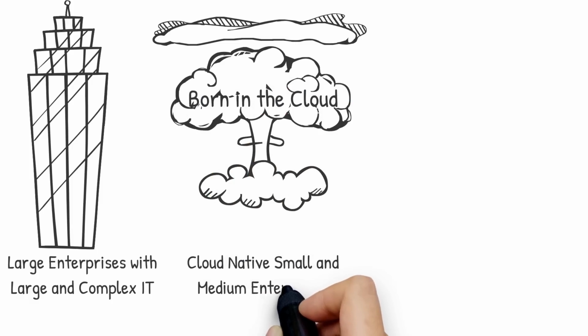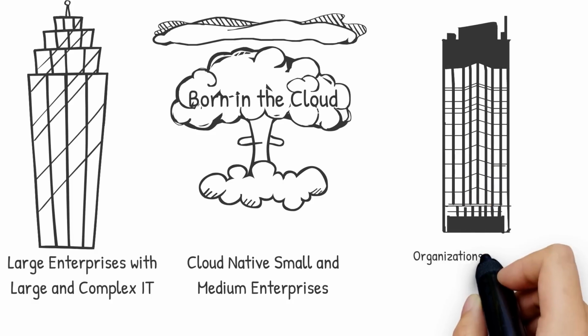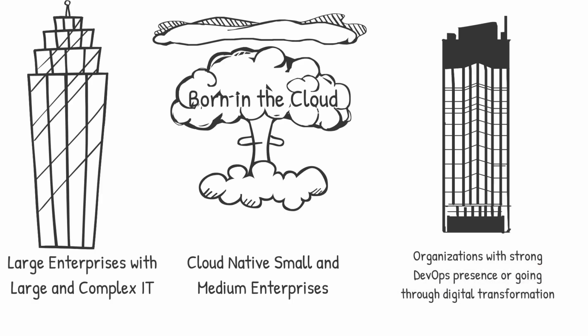AIOps is also being embraced by small and medium-sized enterprises, particularly those born in the cloud, who need to develop and release software continuously and quickly. AIOps allows the SRE teams in these SMEs to continually sharpen their digital services while preventing glitches, malfunctions, and outages. Lastly, we have organizations with a strong DevOps presence or going through digital transformation. It makes sense for these companies to invest into AIOps to make their current processes work seamlessly and achieve the goal of digital transformation and make their company run on the AIOps platform.